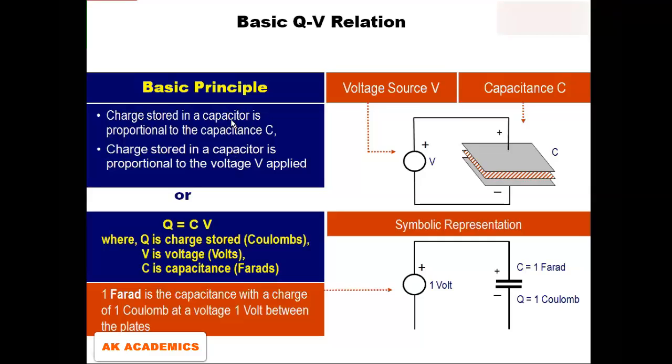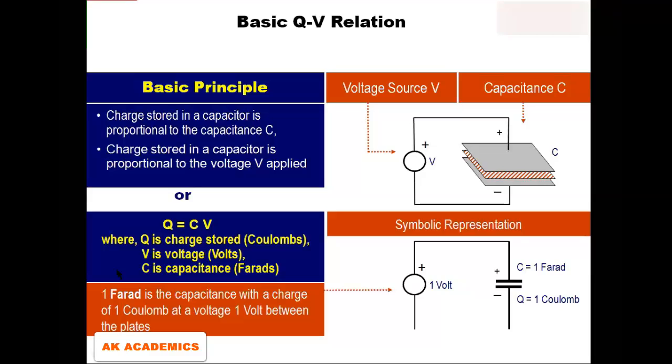So the charge stored in a capacitor is proportional to the capacitance, represented with C. Charge stored in a capacitor is proportional to the voltage applied. So Q is proportional to V. So we can say Q is equal to CV as an expression. Okay, this is the standard expression. Q is equal to CV. Q represents the charge that is stored, and the unit is usually coulombs. The voltage is V, and the capacitance, which is the capacity of the capacitor, is given as C. C is measured in farads, and 1 farad is a capacitance with a charge of 1 coulomb at a voltage of 1 volt between the plates.